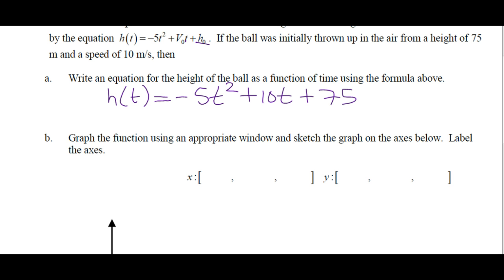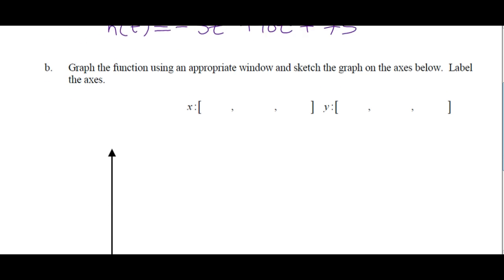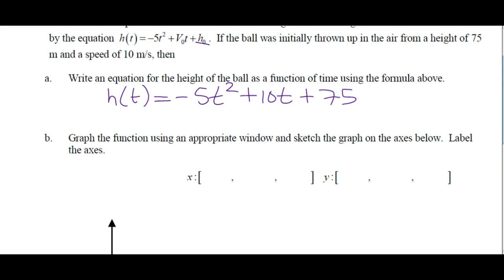Graph the function using an appropriate window and sketch the graph on the axes below. Label the axes. Okay, so we know a couple of things, right? We know that time is going to have to be positive. At time 0, if you put a 0 in for time, that's 0 and that's 0, I end up with 75. What's that? My initial height, okay, because this is height as a function of time. So the height at time 0 is 75, right? The height at time 0 is the h-intercept, right?